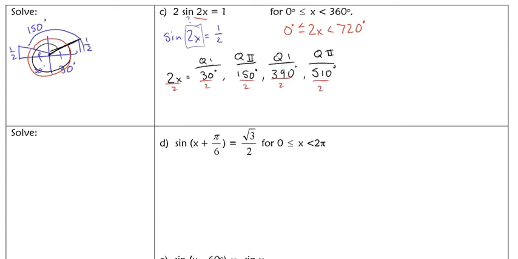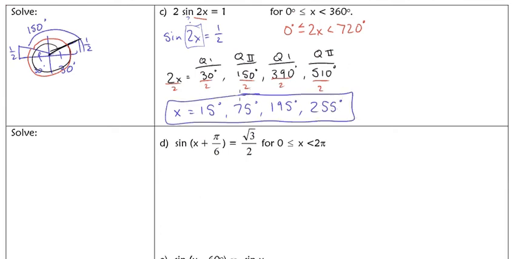And our answers are going to be that x is equal to 15 degrees, 75 degrees, what is that, 195 degrees, and 255 degrees. All right, I hope that helps.